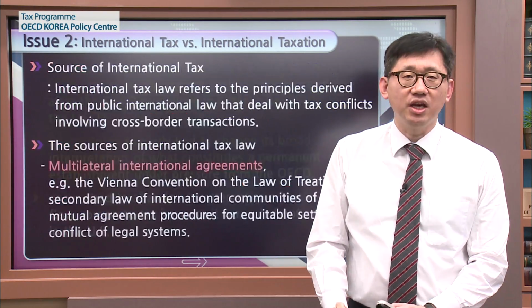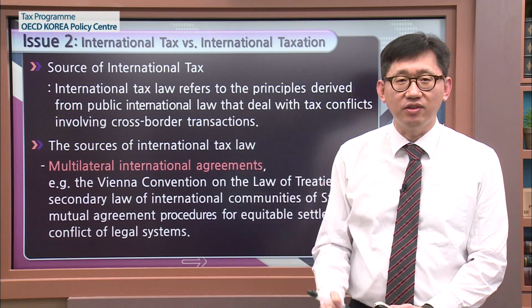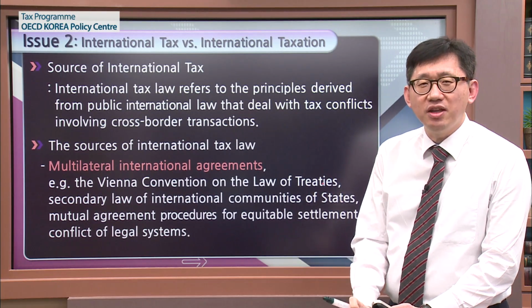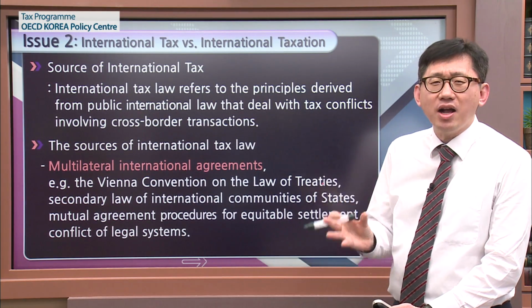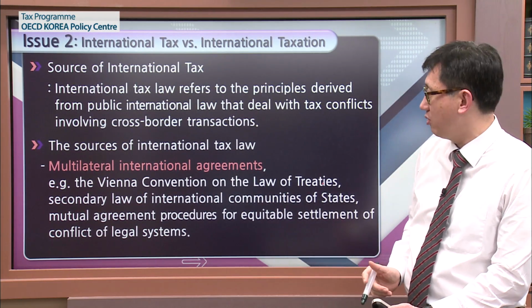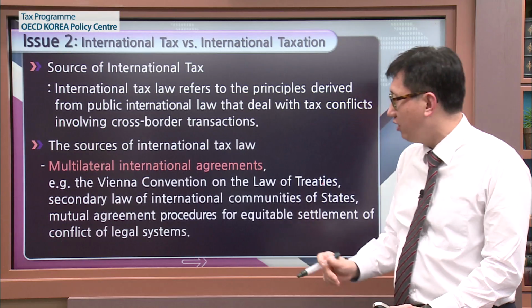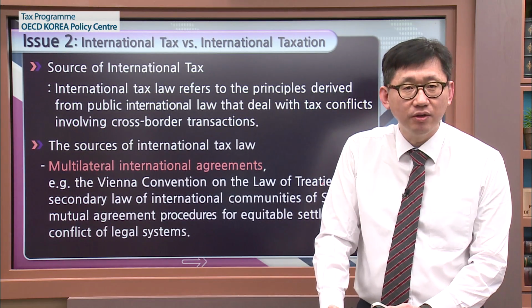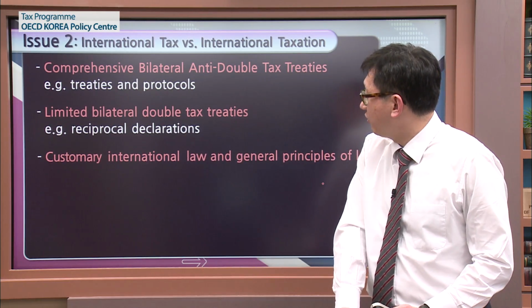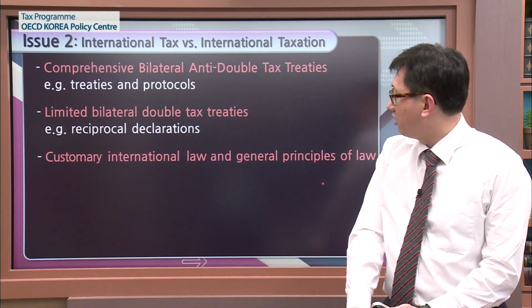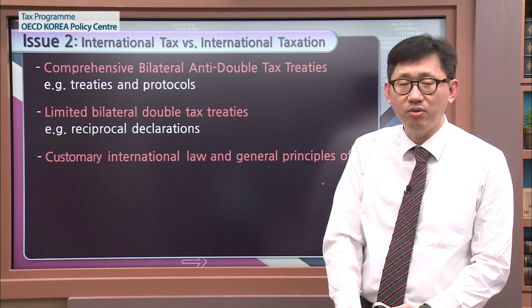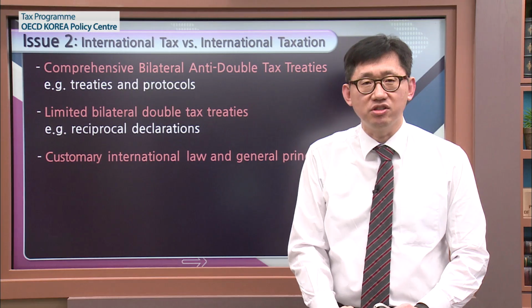There are other examples, but I'd like to skip them. Finally, if you admit that there is an international tax regime, what kind of tax law can be applied when making international tax decisions? A typical example is a multilateral international agreement. It is a tax treaty: comprehensive bilateral anti-double tax treaties, limited bilateral double tax treaties, customary international tax law and general principles of law can be the sources of the international tax regime.